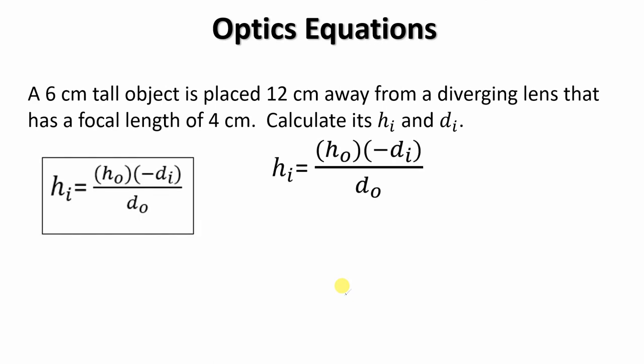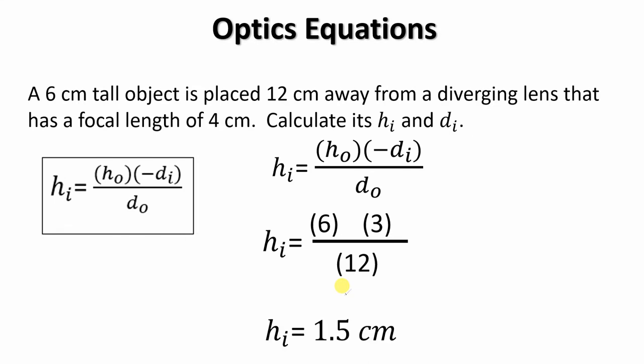Now we've got the height of our object, so there's our equation. The height of our object was 6. Now we've got two negatives going on here because the DI we just calculated was negative 3. So we have negative 3. Two negatives make a positive, so that's just like having 3. And we'll divide by 12. And we get a positive height. So our image should be an upright image.